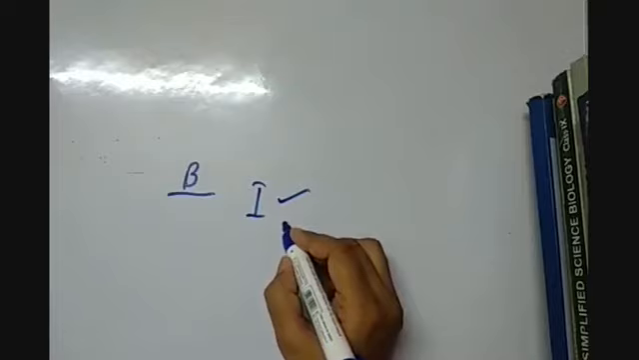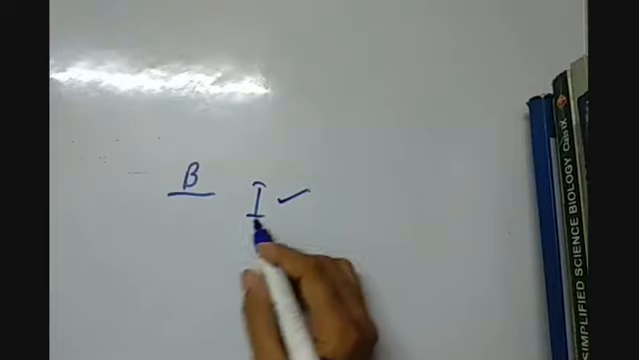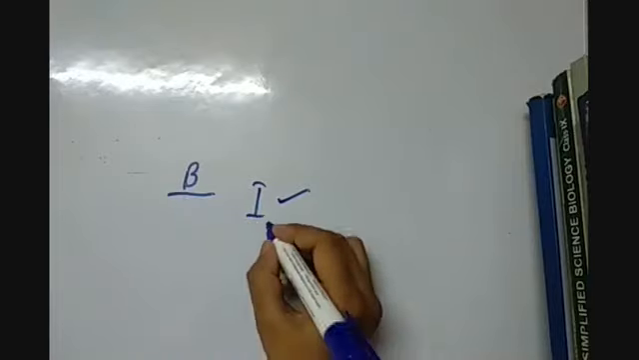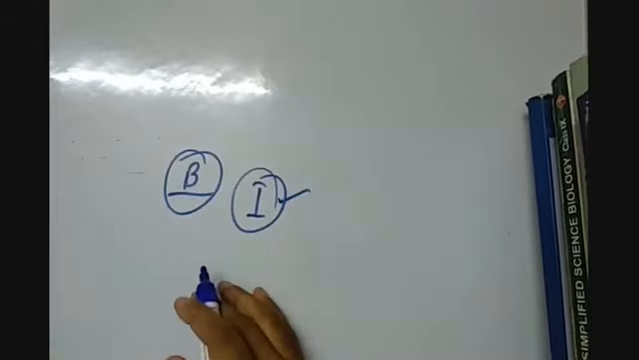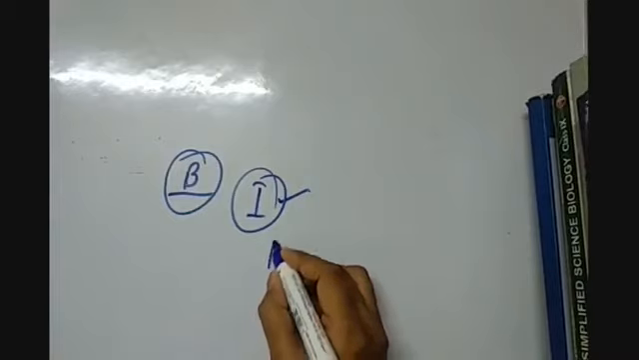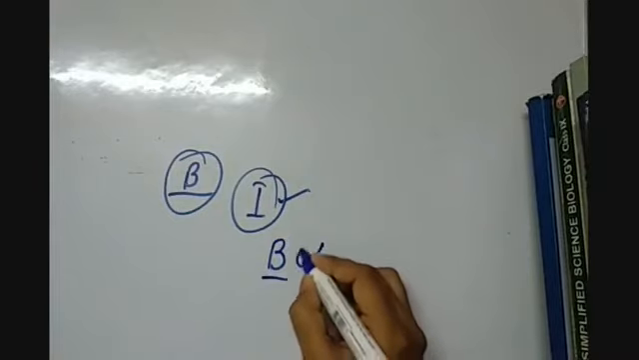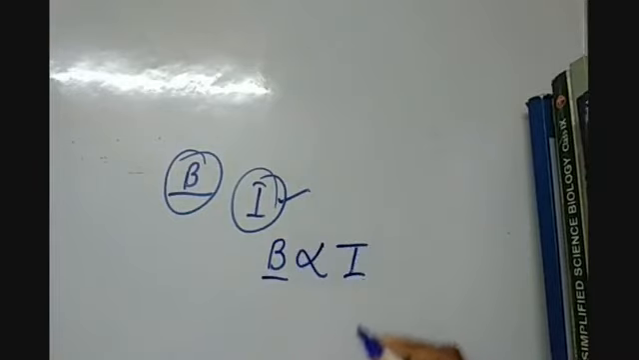Current flowing in the circuit creates the magnetic field. So the higher the amount of current, the higher will be the magnetic field strength produced around it. So we can say that magnetic field strength is directly proportional to the current flowing in the circuit.